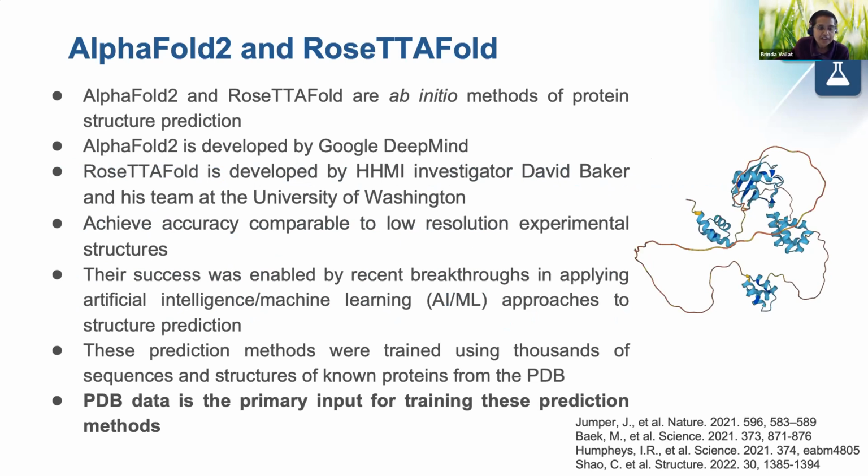These methods achieve accuracy comparable to low-resolution experimental structures, and their success was enabled by recent breakthroughs in applying artificial intelligence and machine learning approaches to structure prediction. These methods have been trained using thousands of sequences and structures of known proteins from the PDB. So the primary data for training these methods comes from the PDB. Without the enormous wealth of curated and validated 3D structure data from the PDB, the application of machine learning techniques to train these systems would not have been possible.